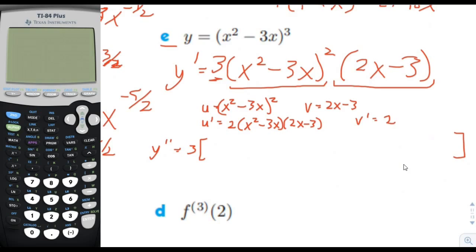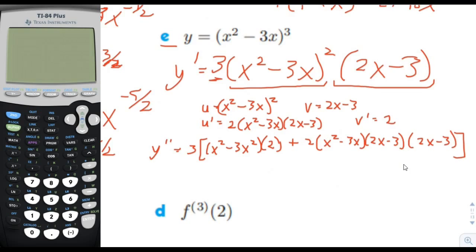So 3 times, and in the middle we're going to put u, which is x squared minus 3x squared, times v dashed, which is 2. And then we add to it u dashed, which is 2 times x squared minus 3x times 2x minus 3, times v, which is 2x minus 3. And so look, there's two 2x minus 3's here, so we could combine those two like that.